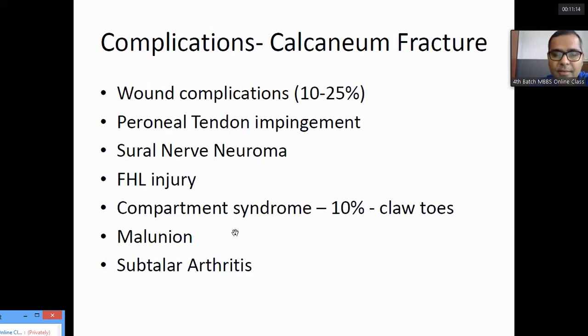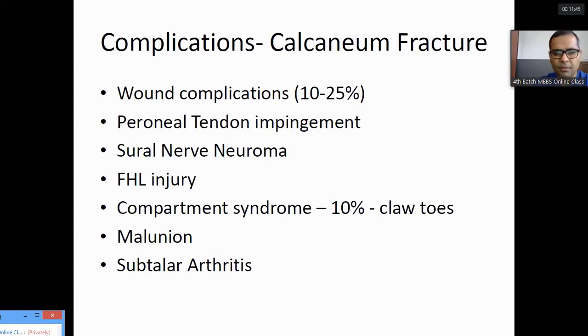compartment syndrome. The calcaneal compartment is one of the compartments in the foot. So we have to be very vigilant about monitoring for compartment syndrome. When there is huge swelling, the swelling itself compresses the nerves and vessels that supply the bone and soft tissue around, and there is a microvascular compromise because of the swelling. So that leads to compartment syndrome.